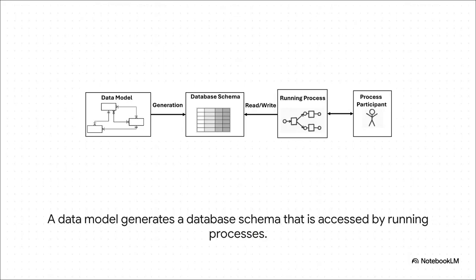This diagram here really lays out the whole workflow. See, on the left, we start with our conceptual data model. That model is then used to generate the database schema, the actual tables and columns in the database. And then that schema gets accessed by running processes, which could be kicked off by a user or maybe another system. It's a clear path from an abstract idea to a practical, working application.